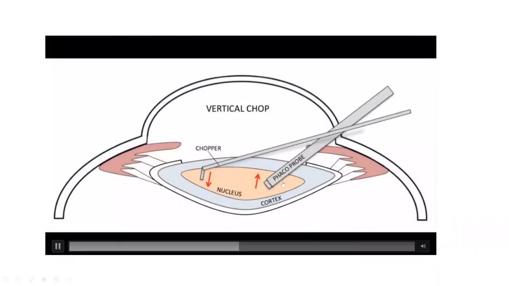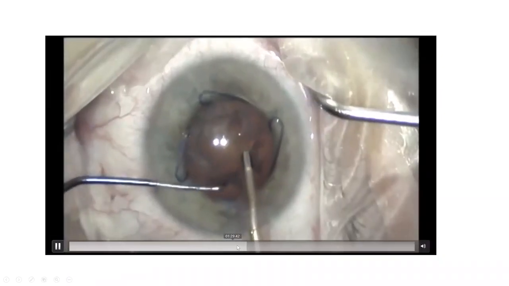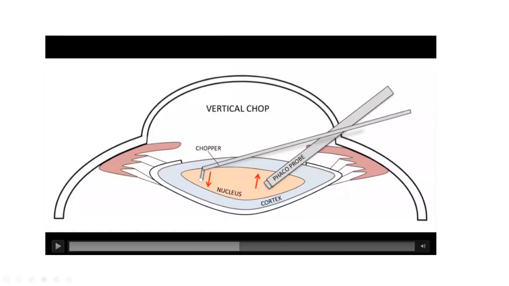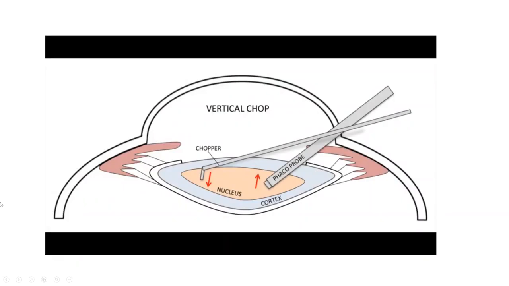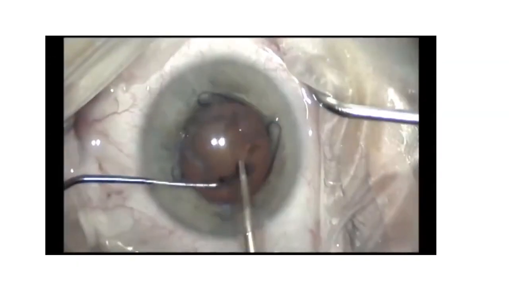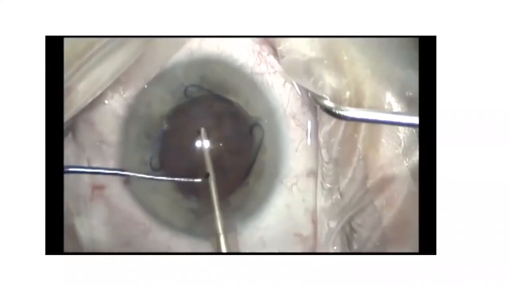This is the vertical chopping. Here, the chopper should be a little bit longer, and with a sharp tip in order to embed it into the nucleus. Then by vertical movement, you are moving the chopper down and moving the phaco probe up. So you are cracking the nucleus from the vertical direction. This is useful for cases of weak zonule or for small pupil, as I'm going to show you here.